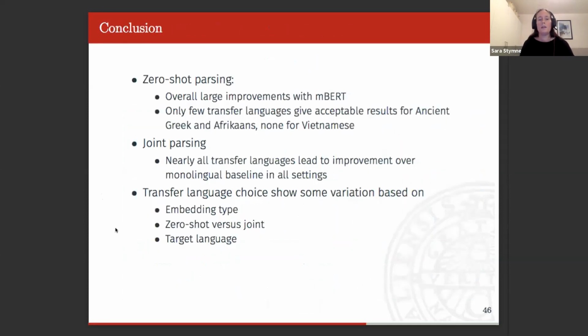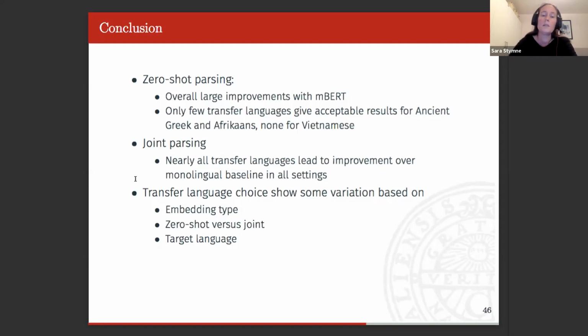So to sum this study up, in the zero-shot setting, the results were very poor, but overall we saw large improvements when adding mBERT, which is not very surprising because that's how we introduced the cross-lingual signal. But even with mBERT, there were only very few transfer languages that gave acceptable results for ancient Greek and Afrikaans, and none of the transfer languages gave anywhere near an acceptable result for Vietnamese. In the joint parsing scenario, very nicely, nearly all transfer languages led to improvement over the monolingual baseline in all our different settings. So that's very nice, that even if they're quite bad in a zero-shot setting, these languages can still be useful when we have a little bit of target data.